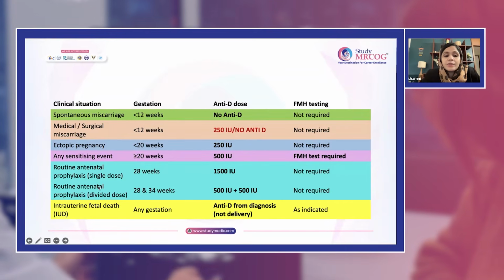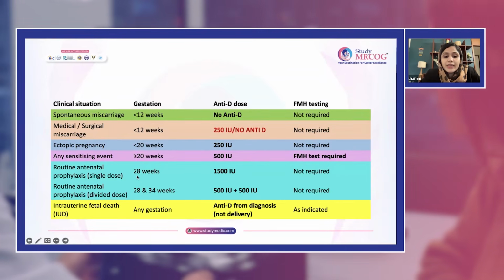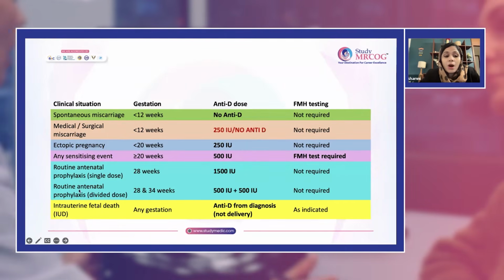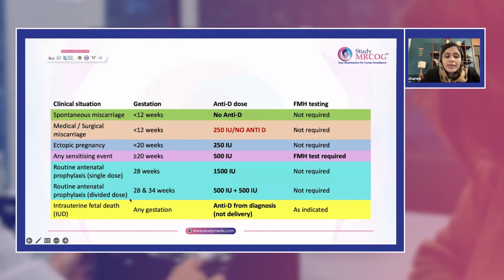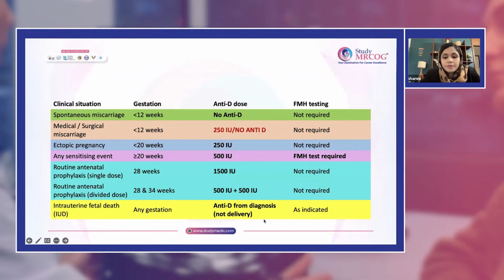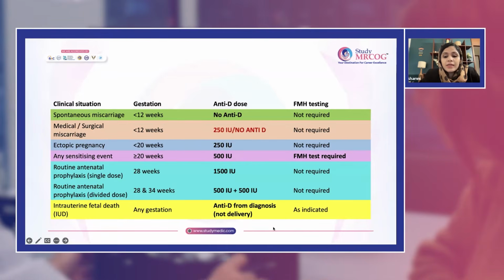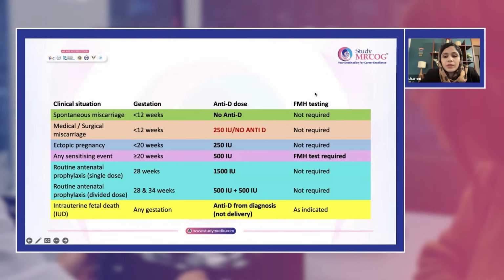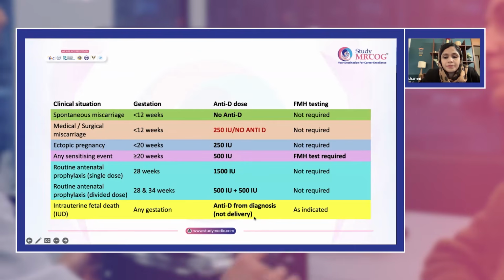Routine antenatal anti-D prophylaxis, we usually give at 28 weeks, 1500, or we may give it as divided doses, like 28 and 34 weeks, 500 plus 500. And here, for routine prophylaxis, we are not going to do the FMH testing.